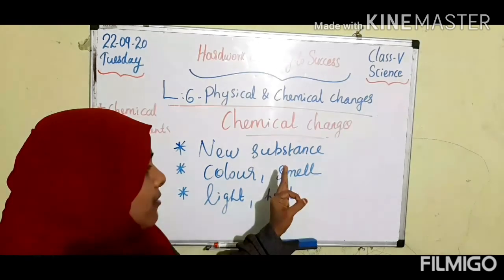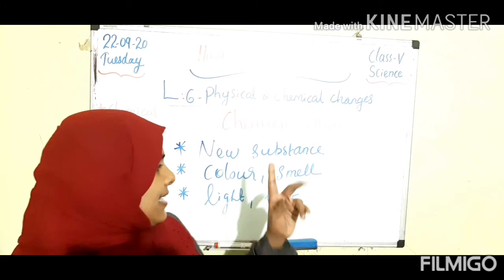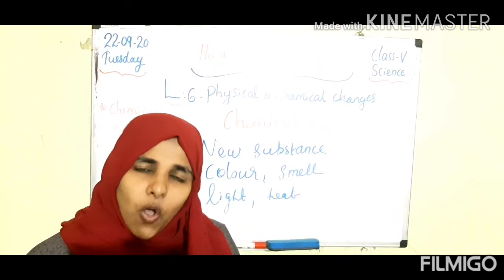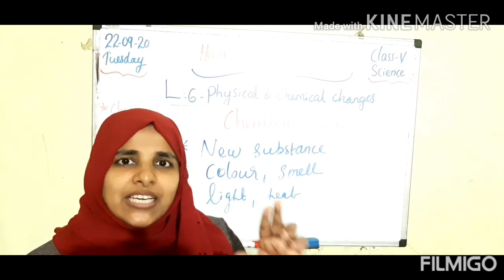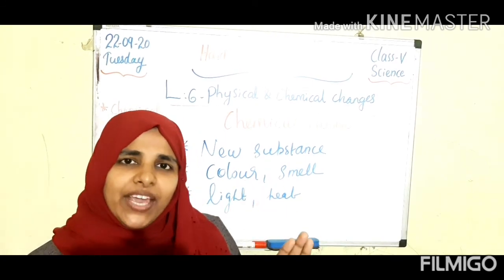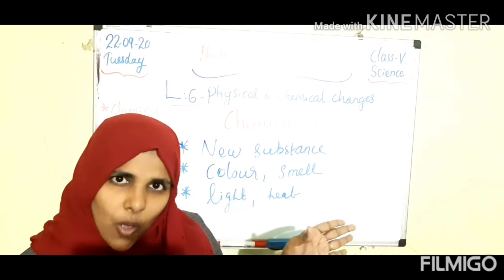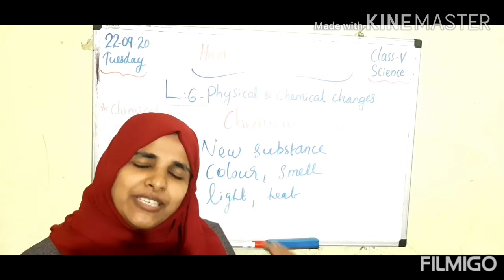So all of you have to do one experiment at your home. You can do any one of these three experiments at your home, and you have to upload that video in Google Classroom. This is your activity. Okay, do any one chemical experiment at your home and upload it in Google Classroom. Okay, so we can meet in our next class.